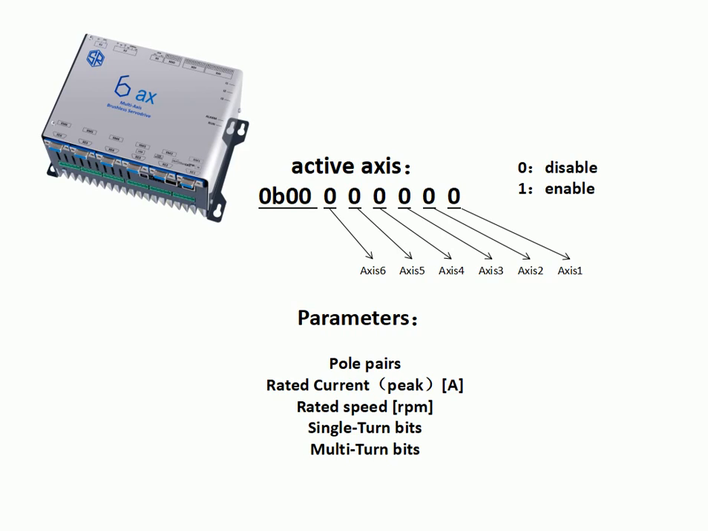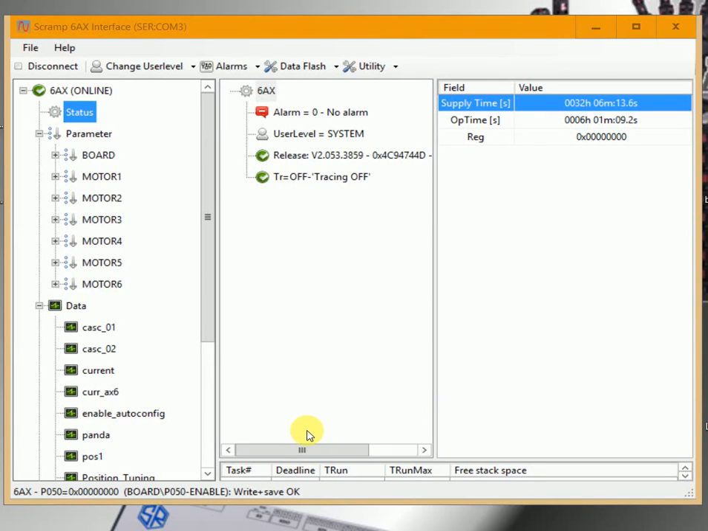Second, the key parameters we must know before auto-tuning: number of motor pole pairs, maximum current, rated speed, number of bits of single-turn, and the number of bits of multi-turn. After knowing this information, and knowing that the motors have no payload, all the above 3 points have been covered. First, the activation of axis, second, key parameters, and third, low payload on motors. Then we can proceed to auto-tuning.